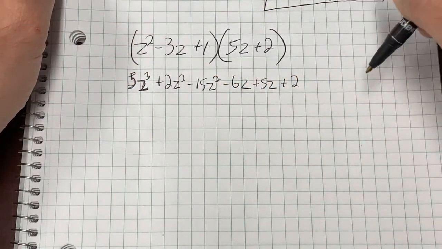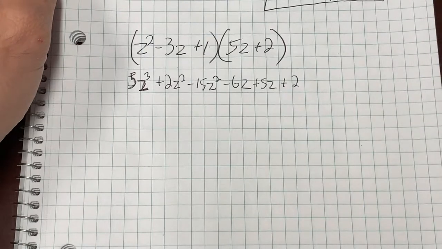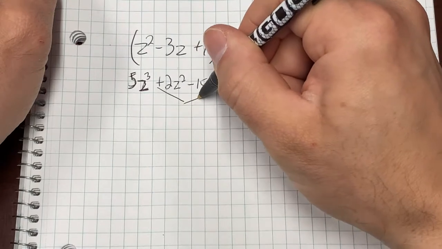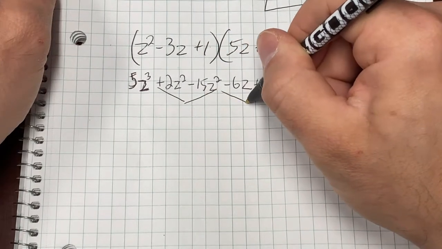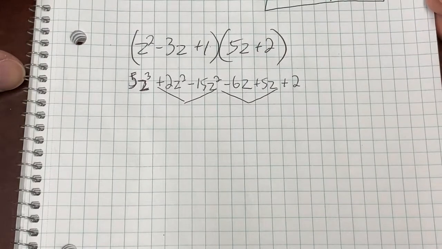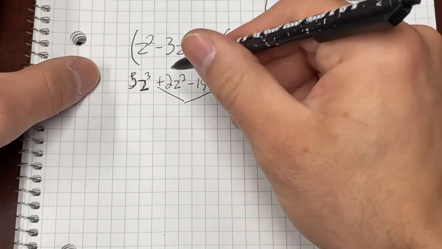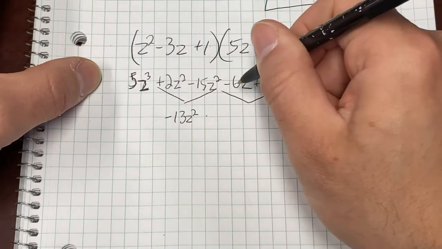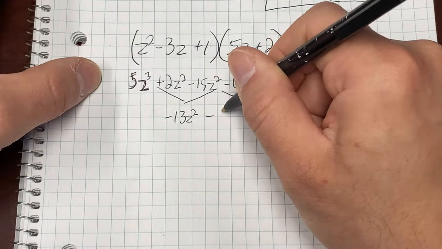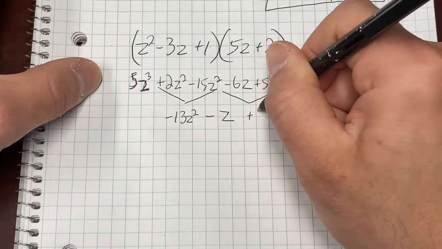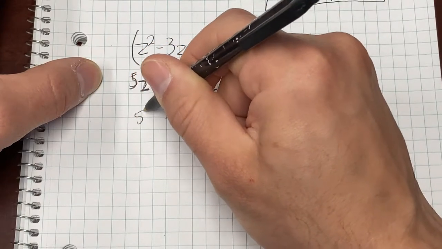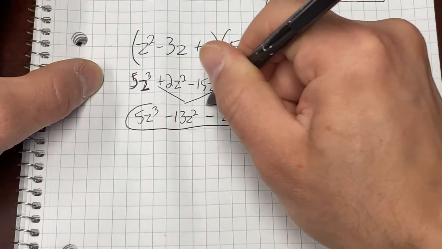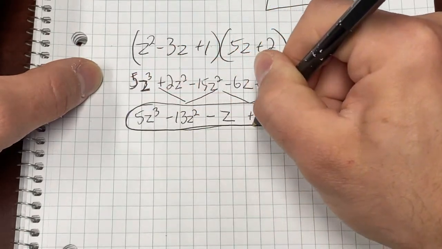And now I have 6 products down here. Now you can see there are like terms. There are friends here that can combine. This plus 2z squared and minus 15z squared can combine. This minus 6z and plus 5z can combine. So what's that going to give us? Negative 2 minus 15 is going to be negative 13z squared. Negative 6 plus 5 is just going to be a negative 1z. Don't forget to bring down that plus 2. Don't forget to bring down that 5z cubed. And there is your final answer.